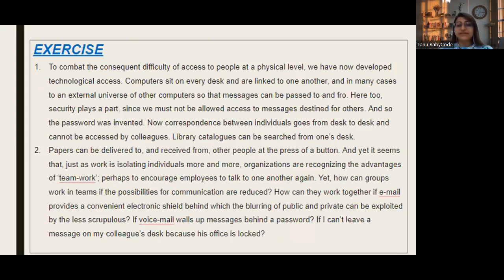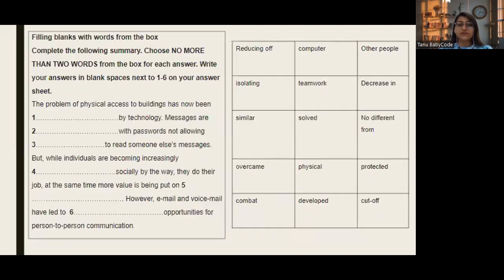Now we will do one exercise also. Here is an exercise on my screen. A passage is given, and then you will find the questions here. You have to write no more than 2 words. The problem of physical access to buildings has now been dash by technology. Messages are dash with passwords, not allowing to read someone else's messages. Individuals are increasingly dash socially, by the way. They do their job, at the same time, more value being put on dash. However, email and voicemail have led to dash opportunities for person to person communication.